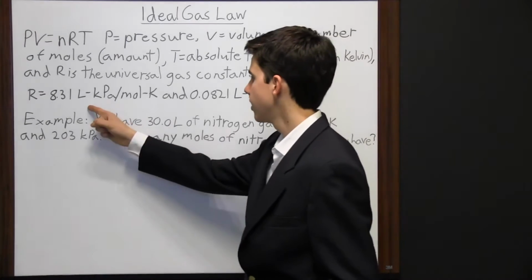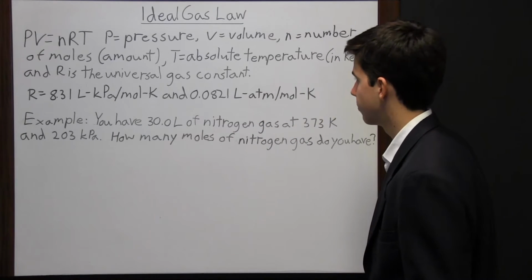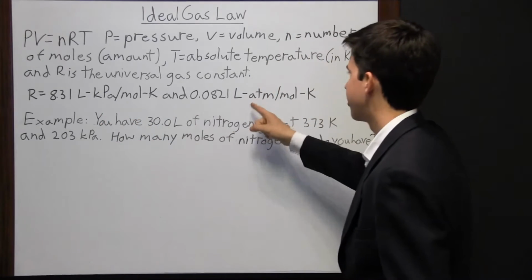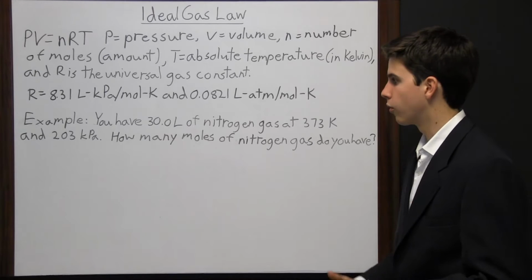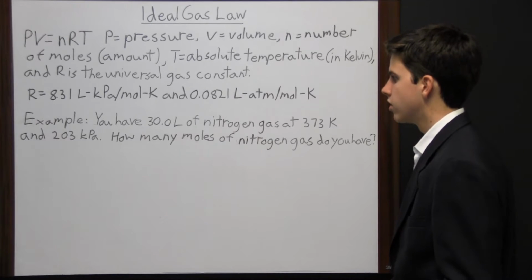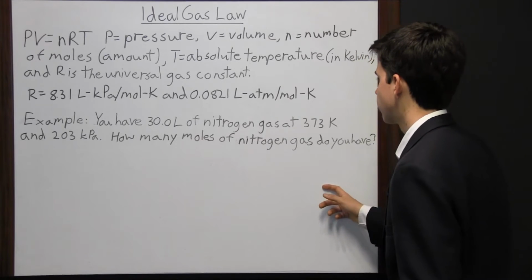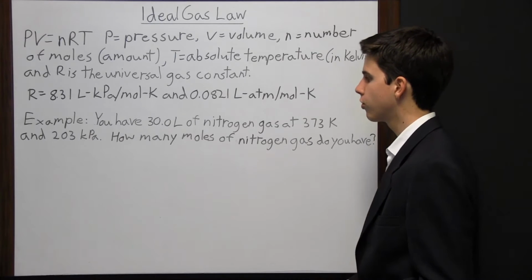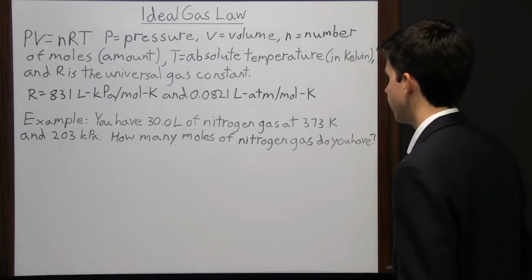So R can look like this, or R can look like this. And notice the only difference here is the unit for pressure. Here, kilopascals are used, and here, atmospheres are used. So I want to go through an example problem so that we can better understand the practical application of this gas law. The example problem is: you have 30.0 liters of nitrogen gas at 373 Kelvin and 203 kilopascals. How many moles of nitrogen gas do you have?